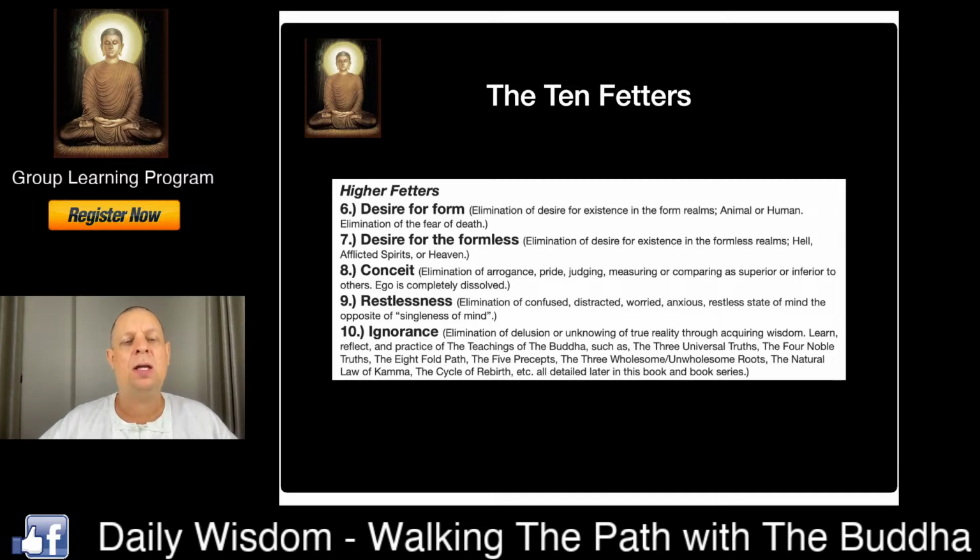Then the number 9, this is restlessness. This is where the mind is confused, distracted, worried. It's a restless state of mind. This is the opposite of concentration and singleness of mind. You might notice that your knee is bobbing up and down, or that you tap your finger a lot, or that you tap a pencil. This is because the mind is overactive and you're having obsessive thoughts, and now it's coming through in the body. There's restlessness in the mind, and then it comes through in the body as well.